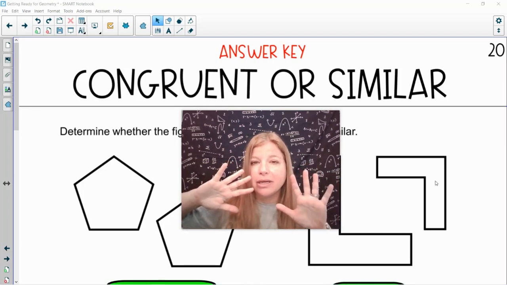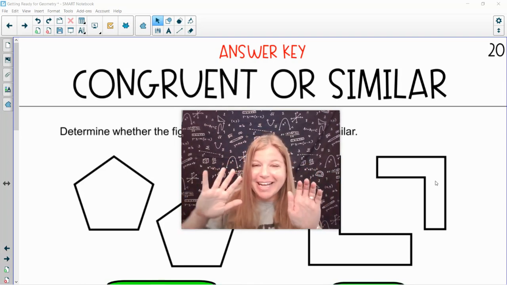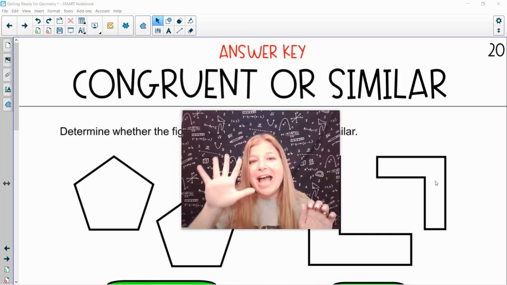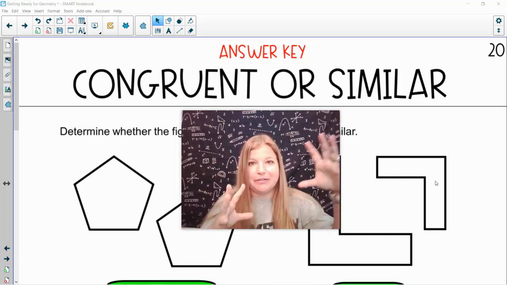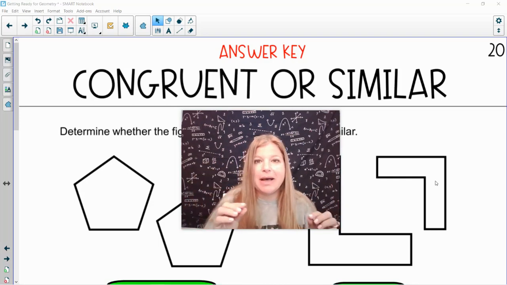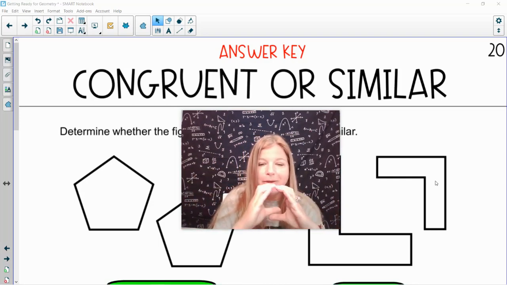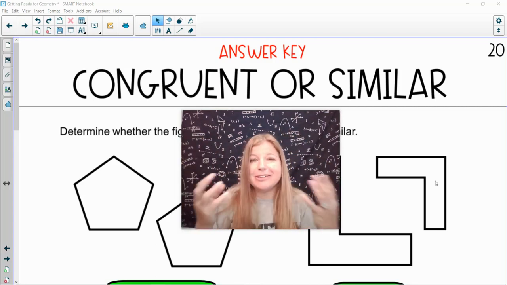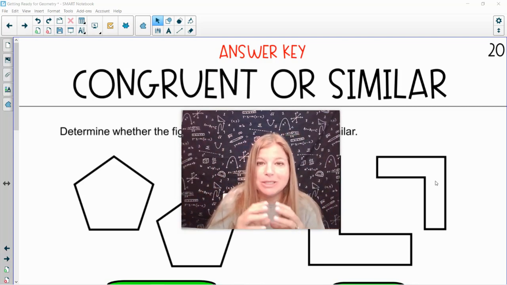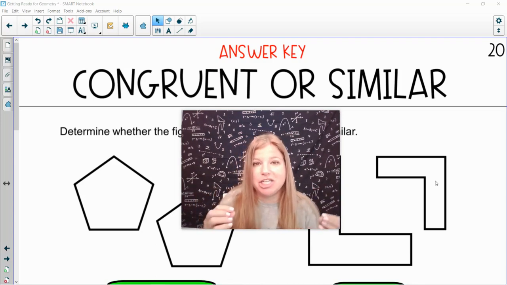Whereas similar is when you have a little hand, I can't make a little hand, and a big hand, and they're the same shape, but just definitely different sizes. Like think about a little square or a little circle, and then a much bigger circle, right? A circle is a circle. It doesn't matter if one is super tiny and one is super big, they're the same shape, but just way different sizes. That's what similar is.